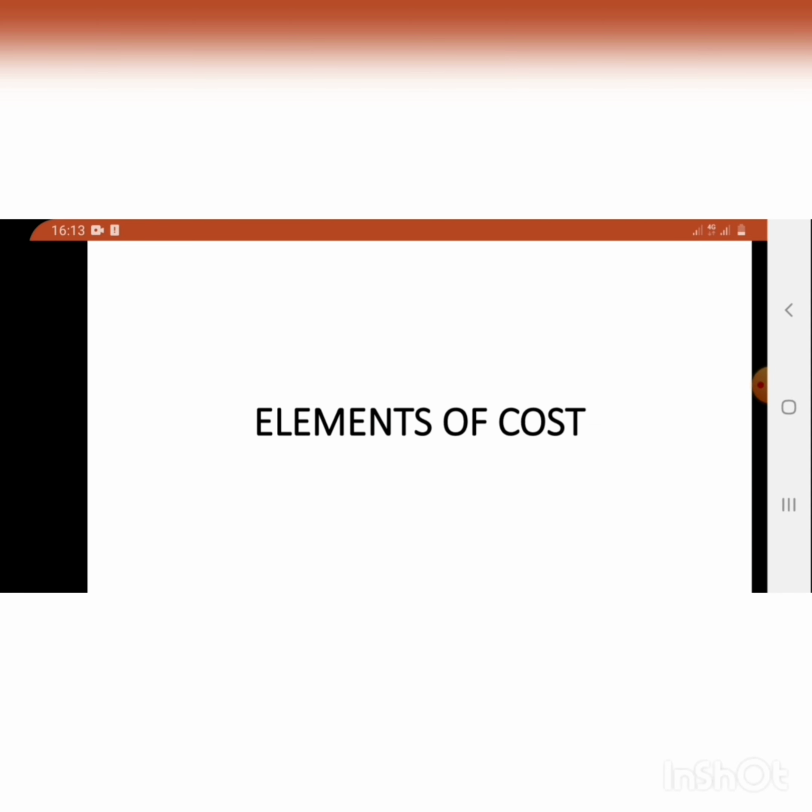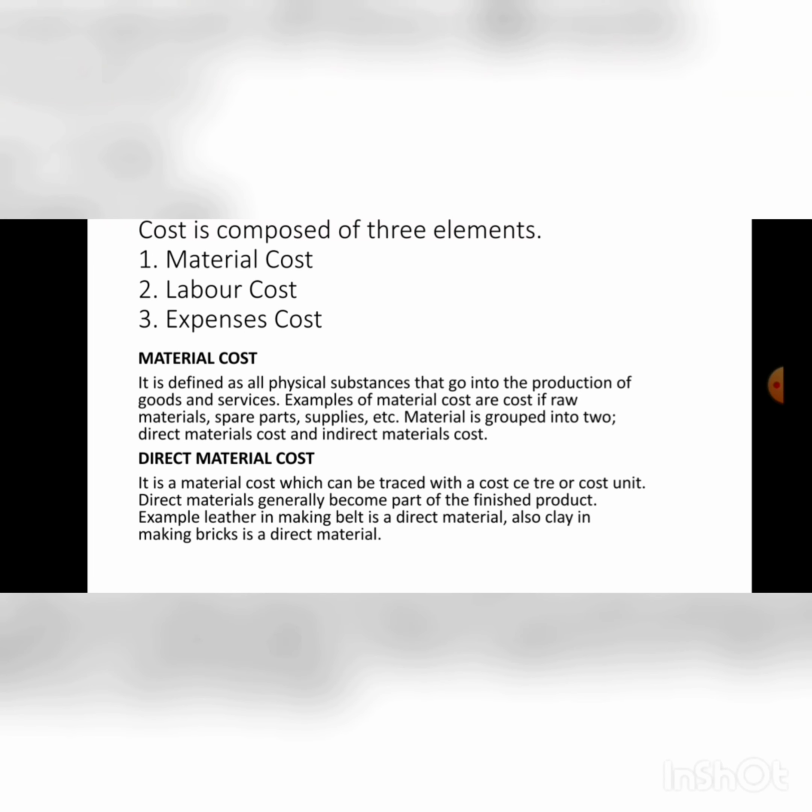Today we are going to look at elements of cost. Cost is composed of three elements: one, material cost; two, labor cost; and three, expenses cost. We're going to look at material cost.